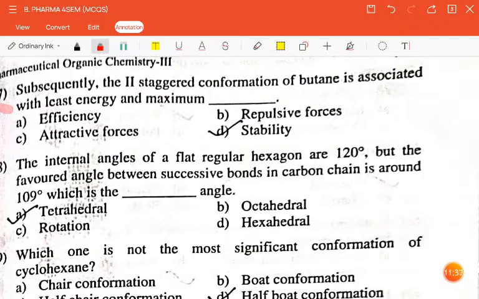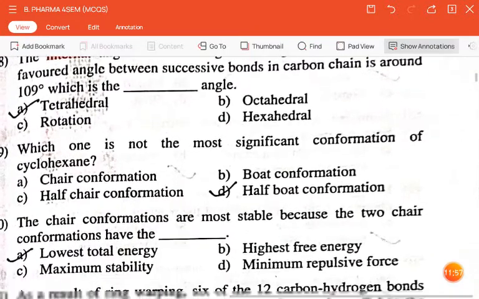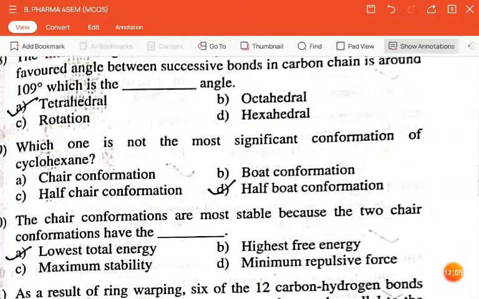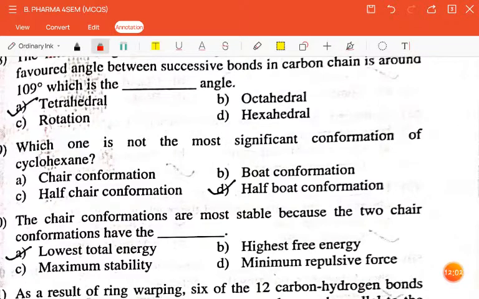Subsequently, the second staggered conformation of butane is associated with least energy and maximum stability. The next question is, the internal angles of a flat regular hexagon are 120 degrees, but the favored angle between the successive bonds in a carbon chain is around 109 degrees, which is the dash angle. Tetrahedral, octahedral, rotation, hexahedral. So the correct answer is tetrahedral.